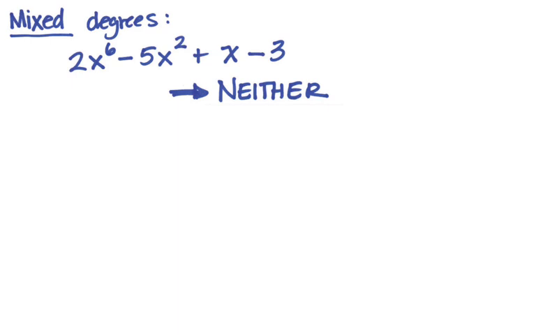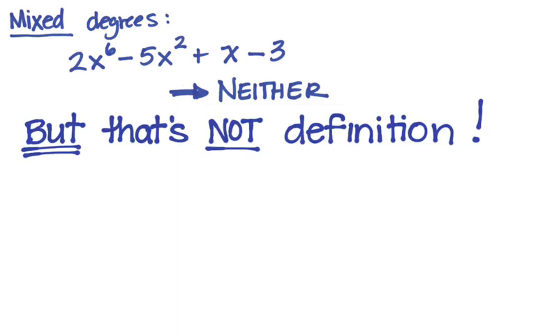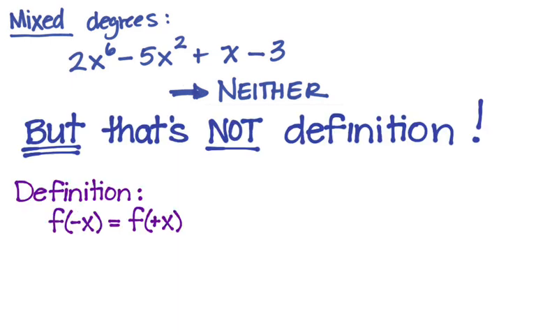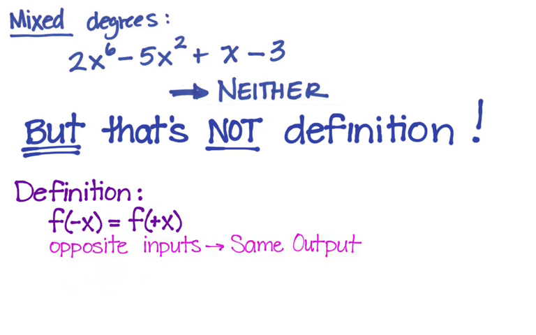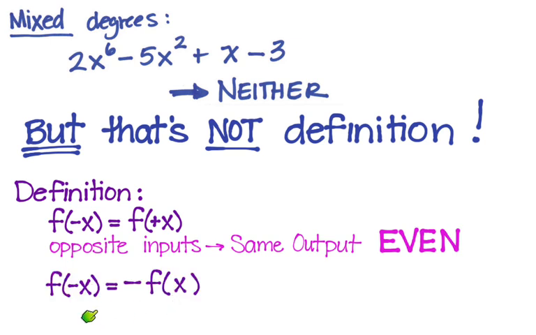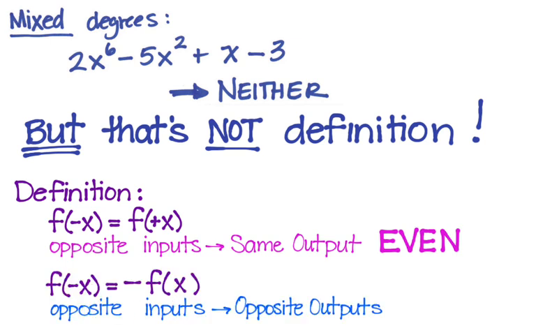Mixed degrees are neither. That's the thing. Functions can be odd, even, or neither. Now, again, that's not the definition. The definition is you plug in opposites and you get the same value. That's even. You plug in opposites and you get opposite outputs. That's odd. That's the definition of even and odd.